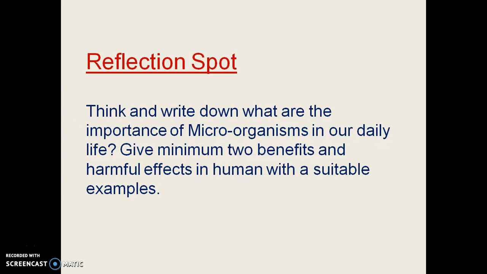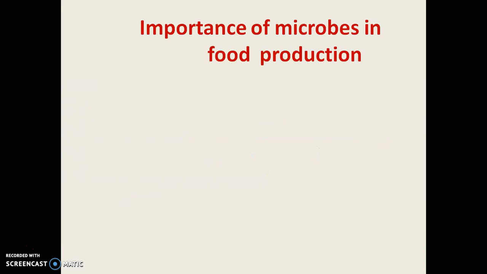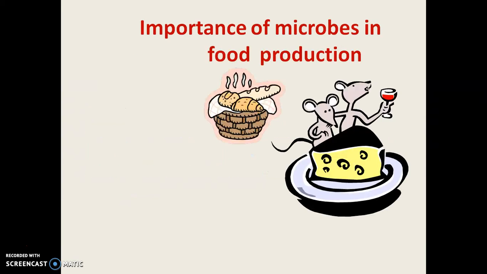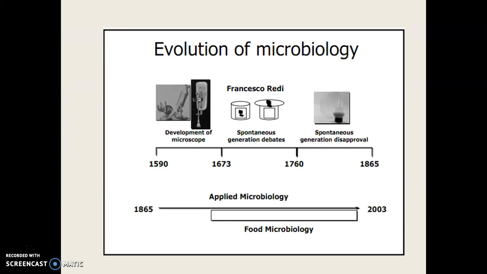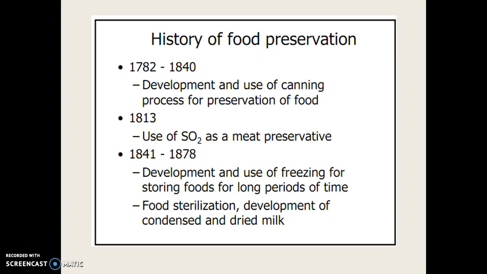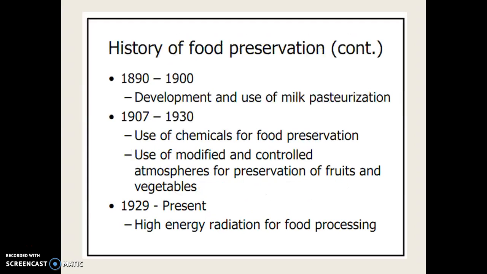Once you have written down the applications, you can verify that microorganisms have applications in the food sector such as bread, beer, wine, fermented products like pickles, chocolate, cheese, kimchi, and even the production of various components like vitamins and amino acids. There is also a brief history of the evolution of microbiology, how it developed throughout history with respect to food.